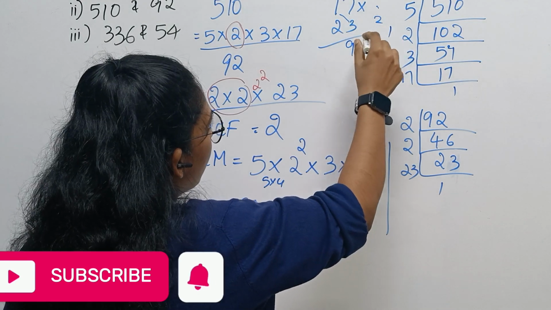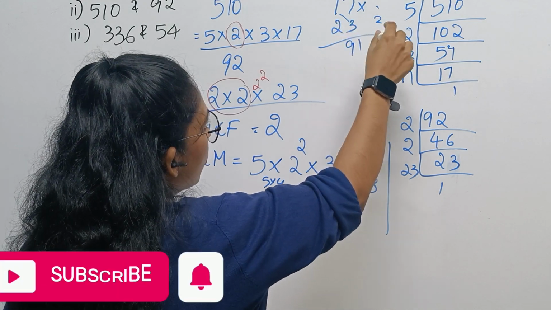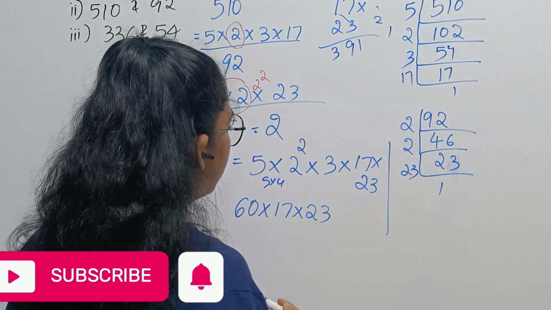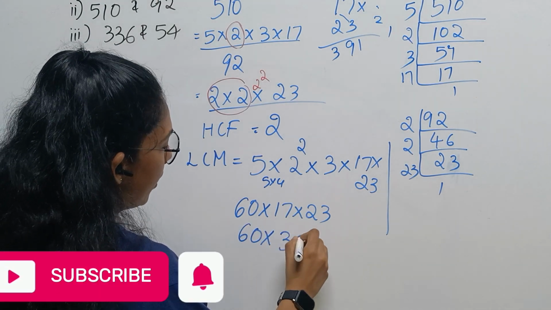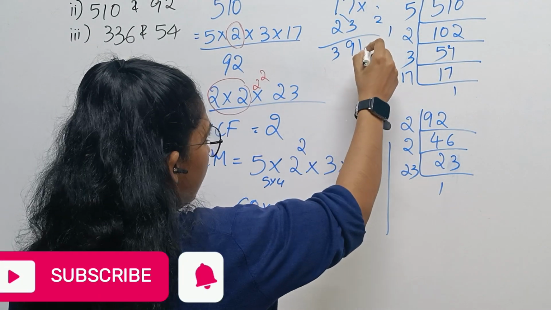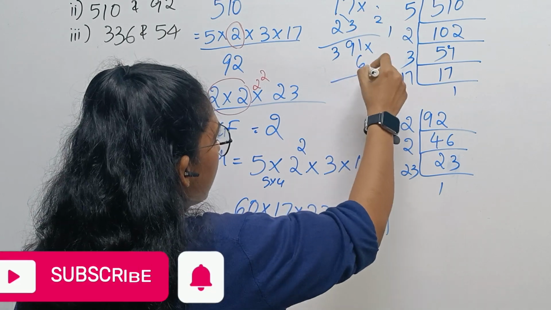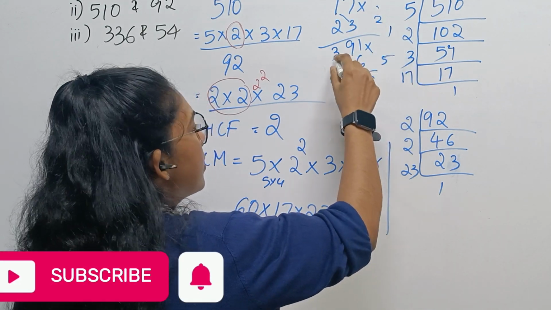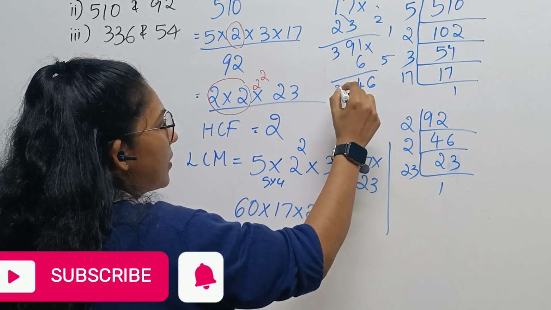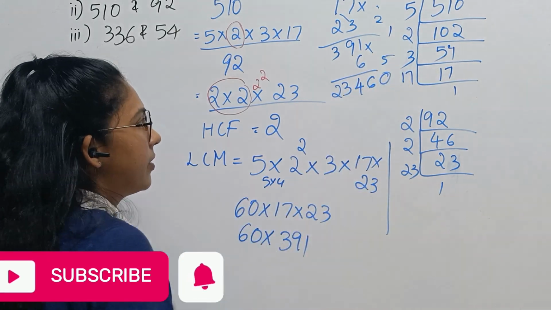2 into 1, 1 into 2. 2 plus 1, 3. 391. Okay, so 60 into 391. So let's multiply. 6 times 1 is 6, 9 sixes are 54, remaining 5 is there, 6 times 3 is 18, 18 plus 5, 23, 0 is there.